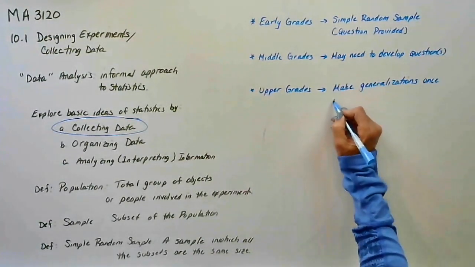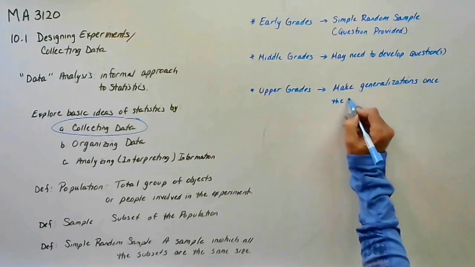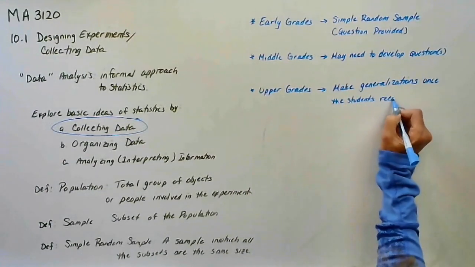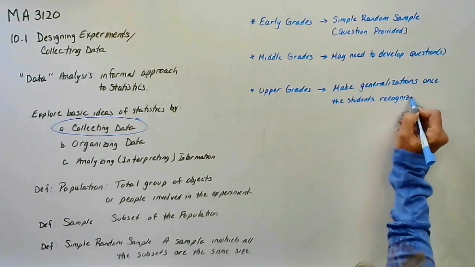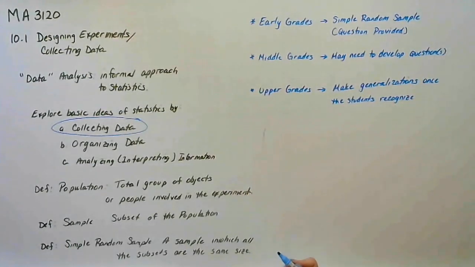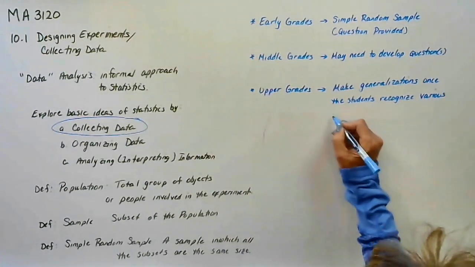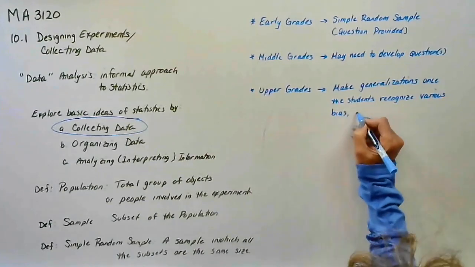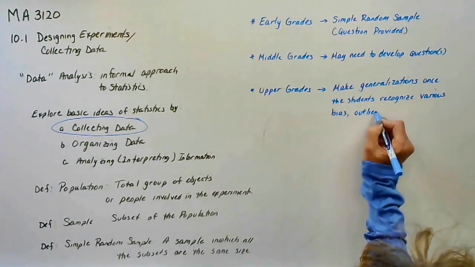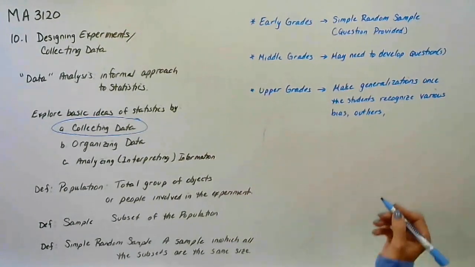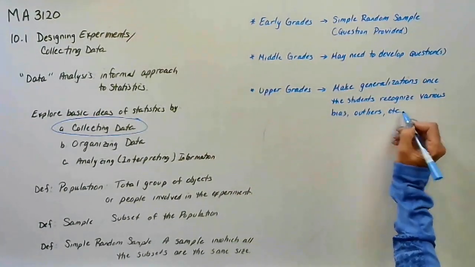Once the students recognize ideas concerning various biases or outliers, they have a little more idea of other things that can involve or can affect an experiment.